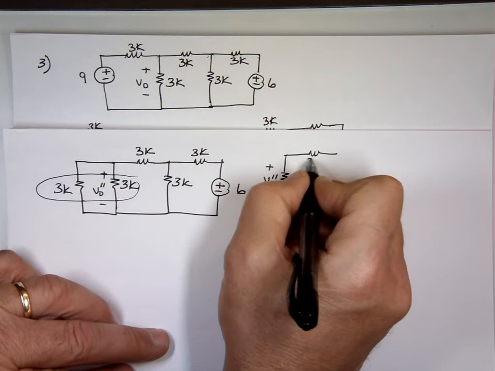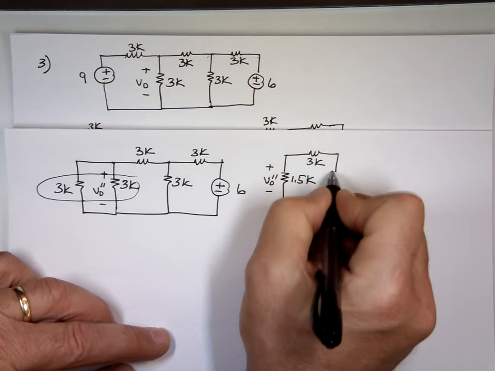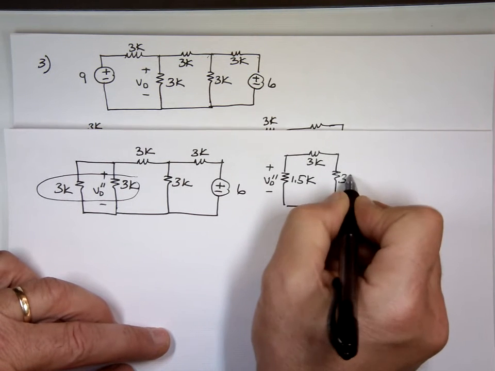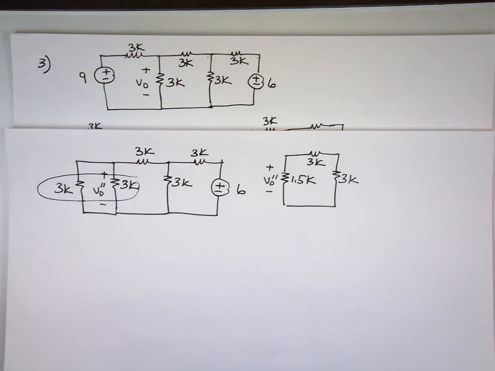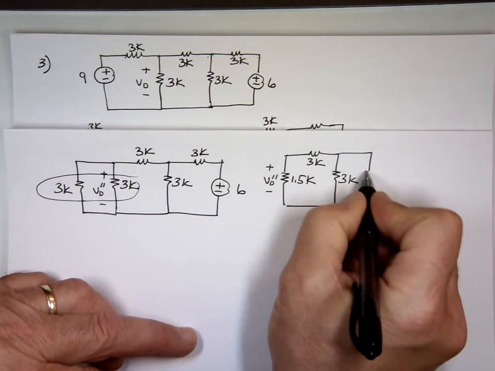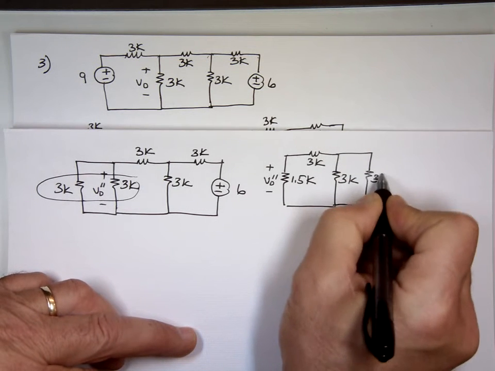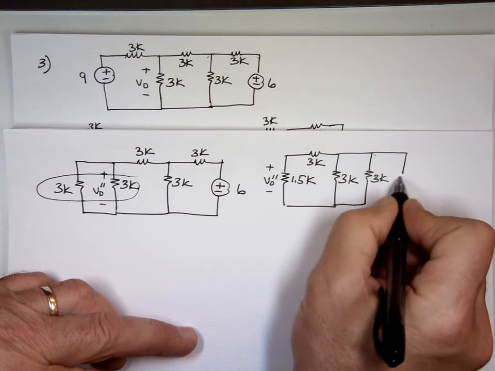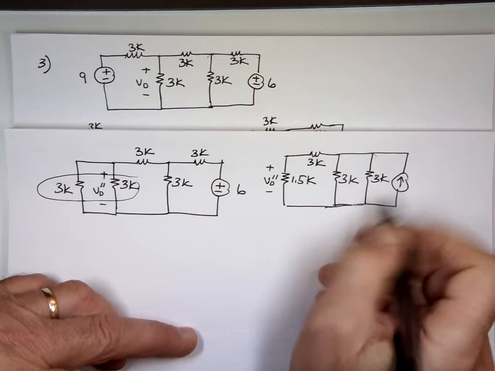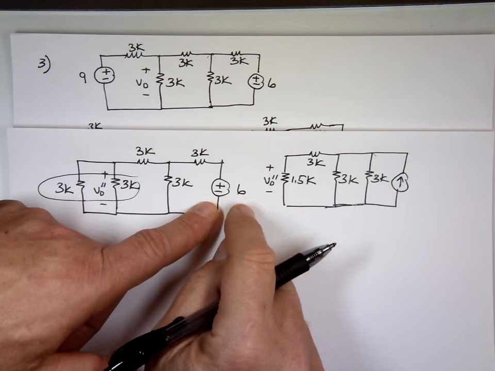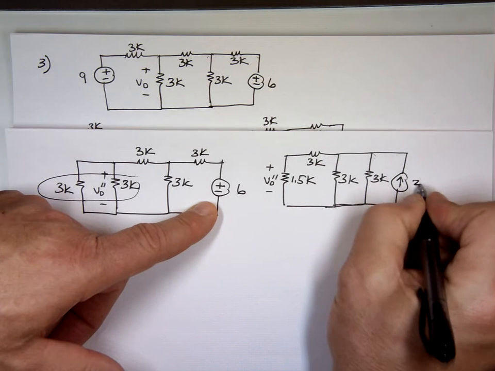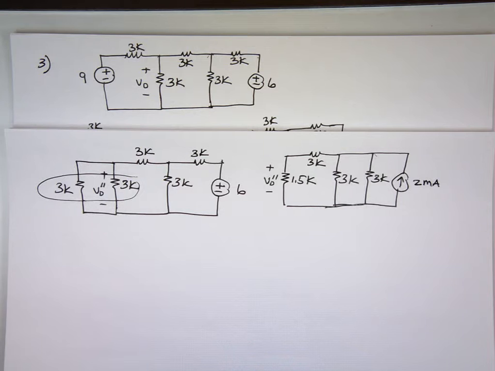3K. 3K. Well, wait a minute. Maybe I can do source transformation here. If I do source transformation, I'm going to have a 3K in parallel with the current source. And what's the value of that current? I equals V over R, 6 divided by 3, 2 milliamps. Now these two are combined in parallel, which will make it what, 1.5?